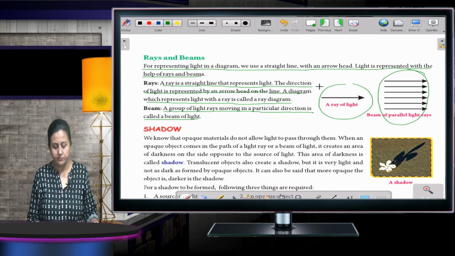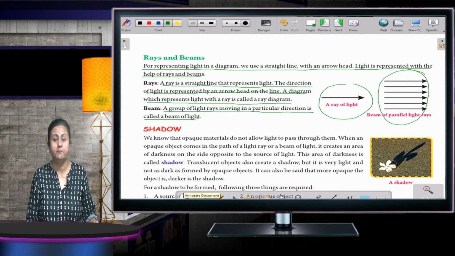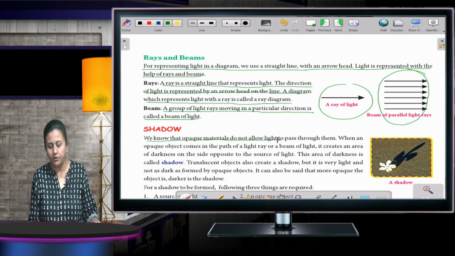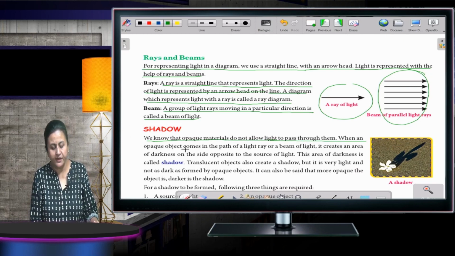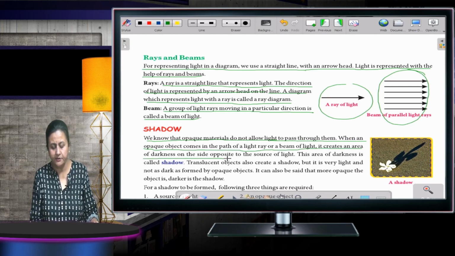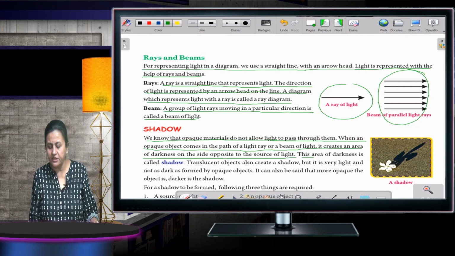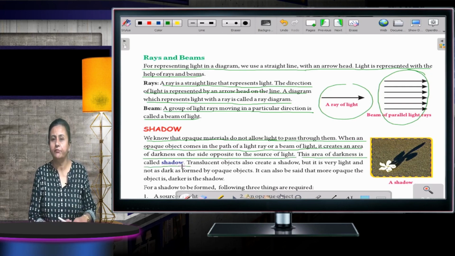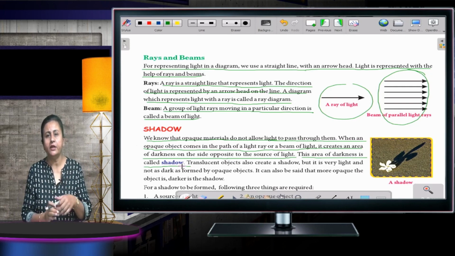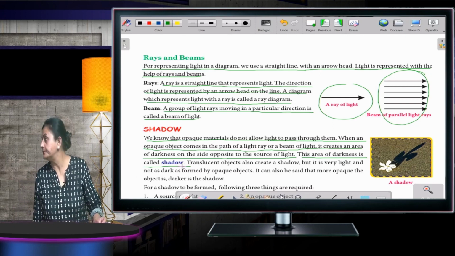Now, what are shadows? Shadow, which means parchhaiyan. So, we start. We know that opaque objects do not allow light to pass through them. When an opaque object comes in the path of a light ray or beam of light, it creates an area of darkness on the side opposite to the source of light. This area of darkness is called shadow. What is a shadow? When opaque objects come in the path of the light, a dark patch is formed and that is known as shadow.